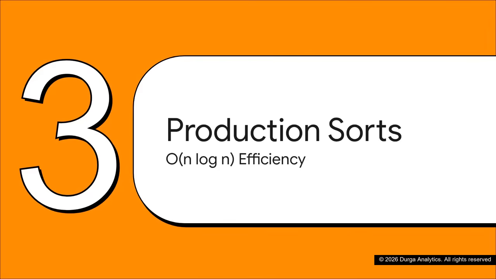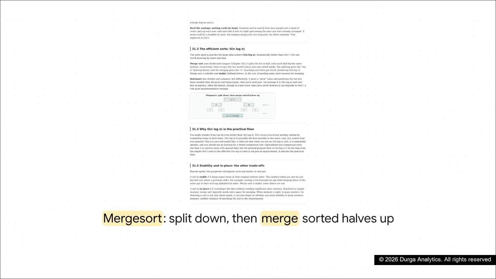Which brings us nicely to section 3, production sorts, specifically O of n log n. To build real scalable enterprise software, we have to leap right over that trap and use the highly efficient sorts found in standard language libraries, whether you're working in Python, Java, C++, or JavaScript.